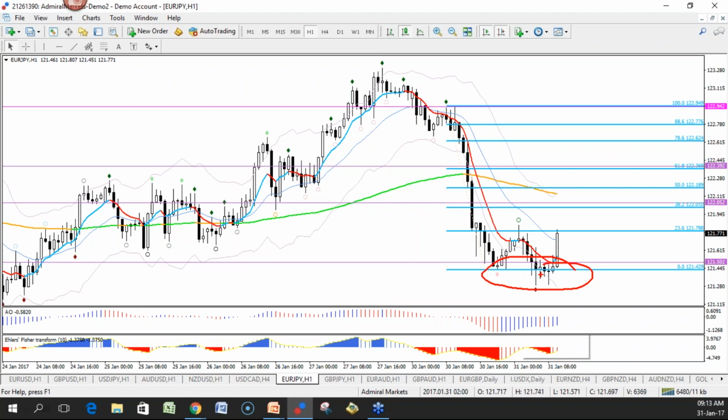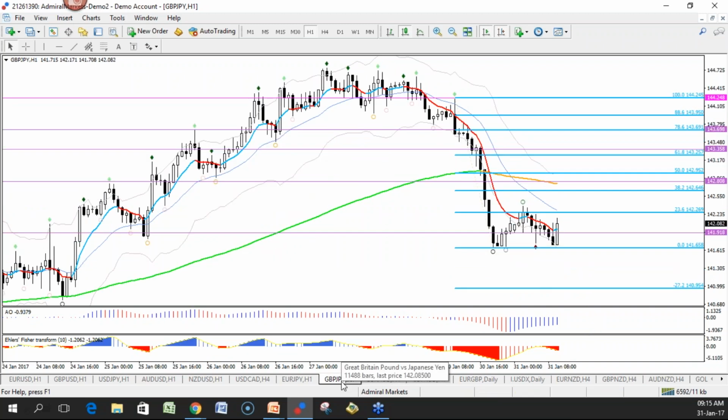So from my perspective, yes, it could bounce, but it could still merge on as well, lower. So that's why I would rather skip this one from my perspective.